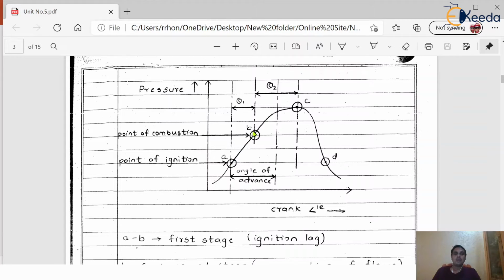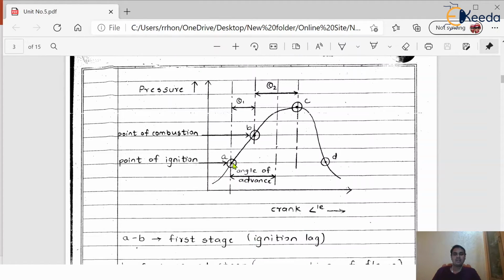During this particular process, the crank will travel through an angle theta 1. Here you can see theta 1 is the rotation of the crank, so there will be some movement of the crank angle also. This first stage A to B is called the first stage of combustion, that is the ignition lag. In simple terms, the actual ignition starts at point A, but actual burning will start after some small period of time lag, at point B. So this lag is called the ignition lag.